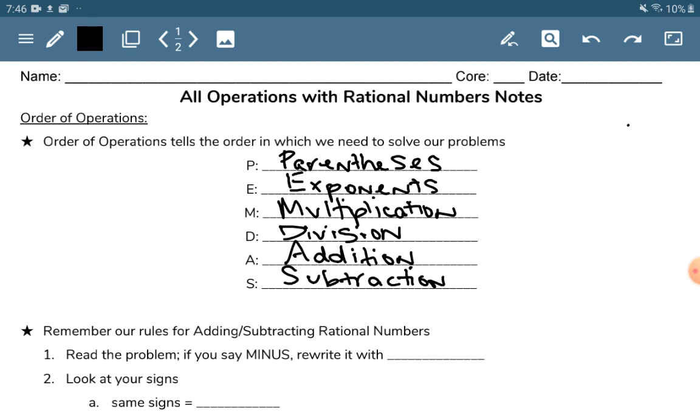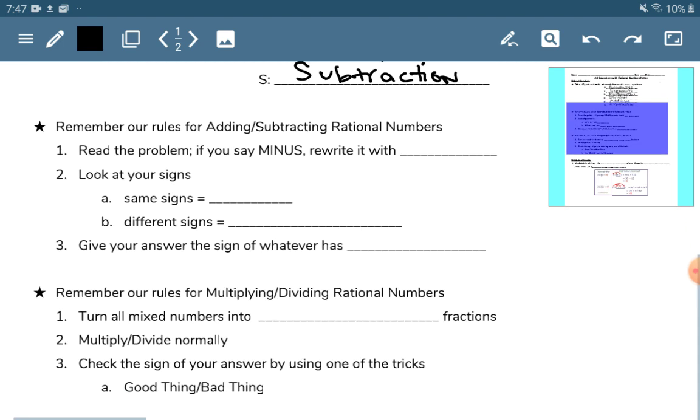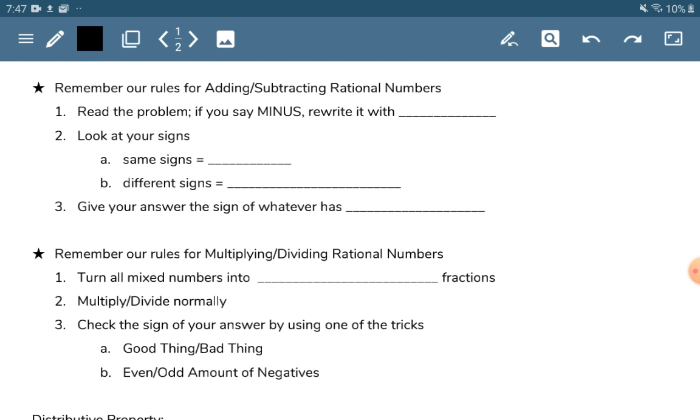So when you are given a problem, the first thing you're going to look for is parentheses. That means something on the inside of the parentheses is being added or subtracted by something else. The next thing we're going to look for is exponents. That's when we have to the power of. That's a small number up in the corner. Then multiplication followed by division. Then addition and subtraction.